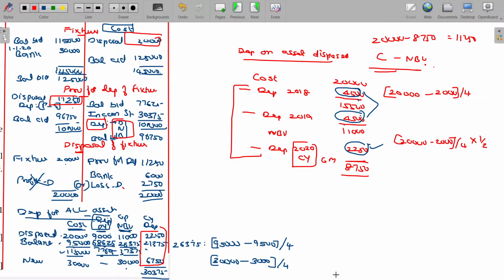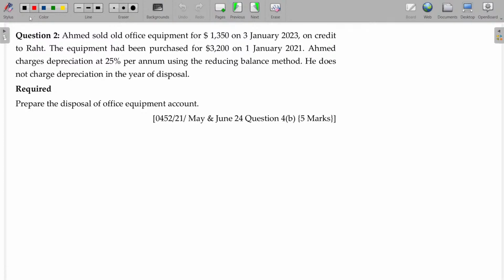Okay, one comprehensive illustration. Only this model will be applicable for the rest. This is the SLM method. Under the reducing balance method, you calculate the depreciation only on this. That's all. The rest will be the same. Clear? Make a note of it. Continue to the next illustration.